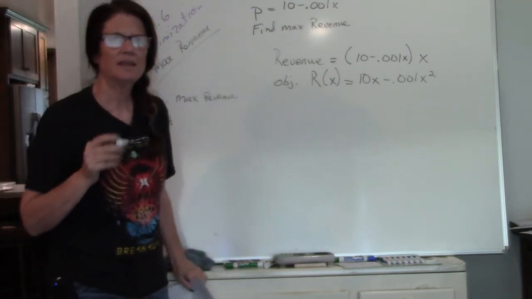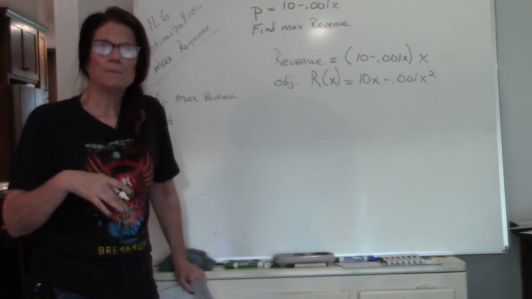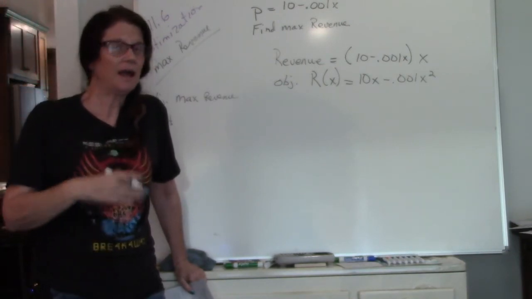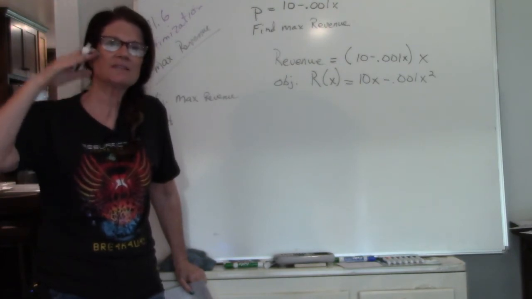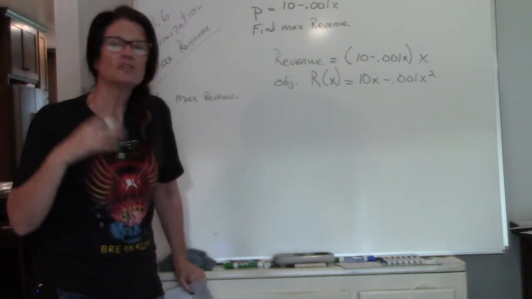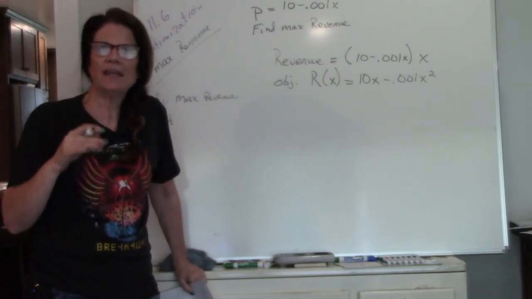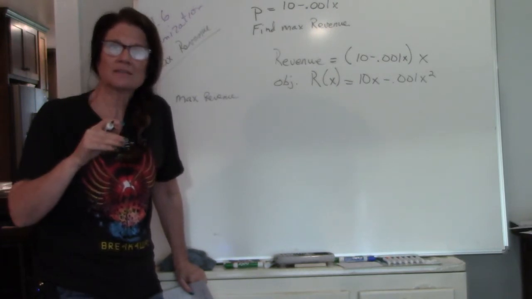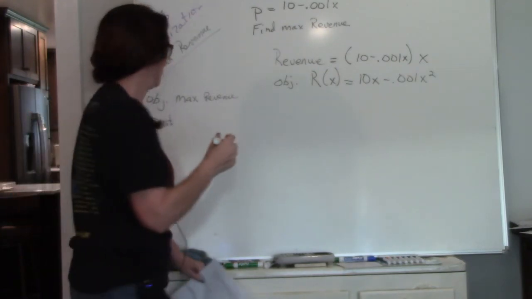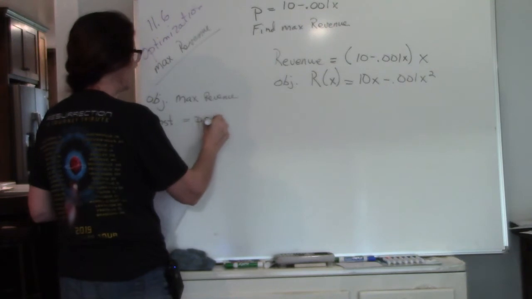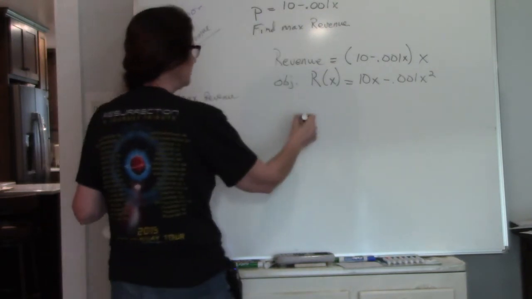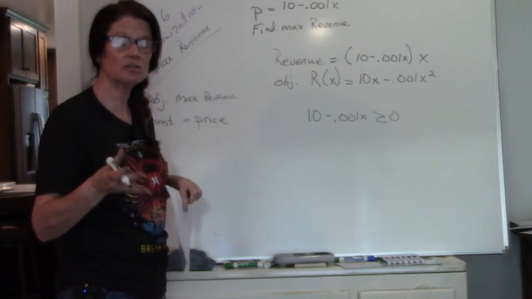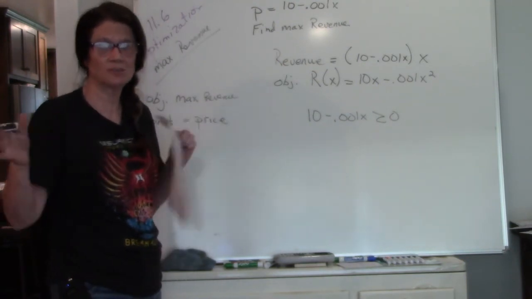The constraint in this case is going to be the price. If I sell it for too much, nobody's going to want to buy it. If I sell it for too little, I'm not going to make any money. So you have to have a price that is a balance point. I can't have a negative price, that makes no sense. So I need to make sure that my price is greater than or equal to 0. My constraint is the price equation. I'm going to set my price greater than or equal to 0 because I want to make sure it stays positive. It has to be in the positive realm.